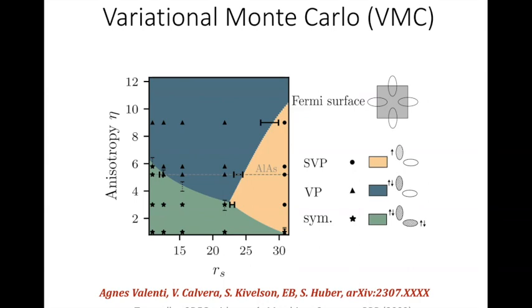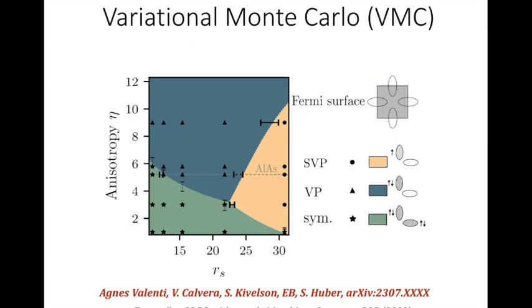And this dashed gray line over here is what we believe is the realistic value of eta for aluminum arsenide, so an anisotropy factor of around 5. So you see that around rs equals 12 or 13, we have a transition between the symmetric state and the valley polarized state. Okay, and then there's a big range of rs where we have the valley polarized state as the ground state. Eventually, it goes into the spin and valley polarized state. And we didn't consider the Wigner crystal, which we believe should be somewhere out here, but we don't know. We haven't calculated the energy of the Wigner crystal here.